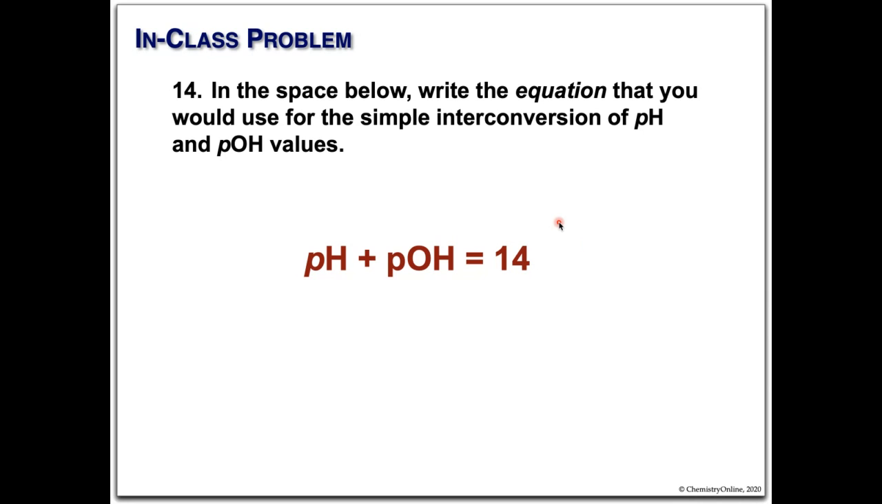Just like we said on the previous slide, hydronium ion concentration multiplied by hydroxide ion concentration is always equal to 1 times 10 to the minus 14. This is the same equation, except in log format. Any questions?